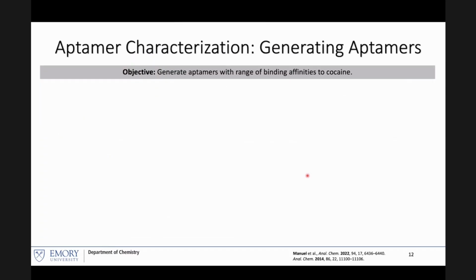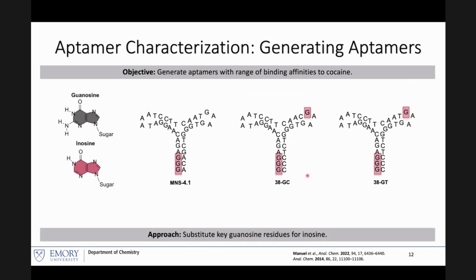Okay, and so our first objective, of course, is to generate aptamers with a range of binding affinity to our target, which was cocaine. And how we did this was we did not reinvent the wheel. As you remember, I said that we chose a target that already had an aptamer evolved. And all we did was we took that parent aptamer from literature and the mutants from literature. So someone took the parent MNS 4.1 and made their own mutants GC and GT.